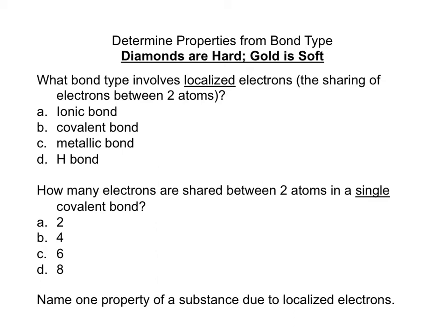In general chemistry, we looked at different types of solids. Some solid types involve localized electrons. Let's see if you remember solids. Stop the video and answer these three questions.